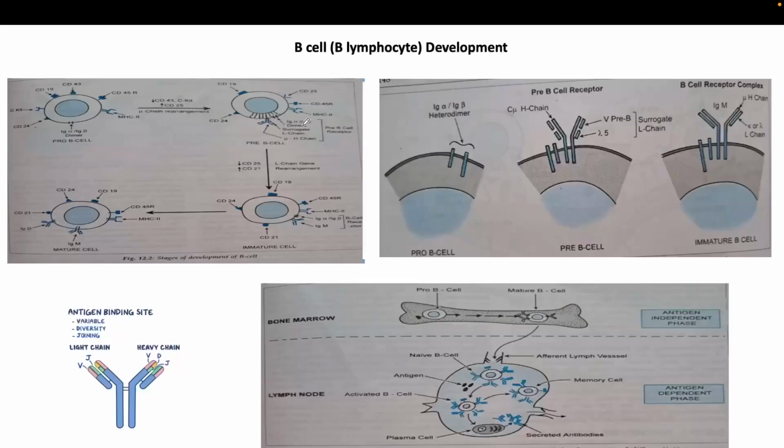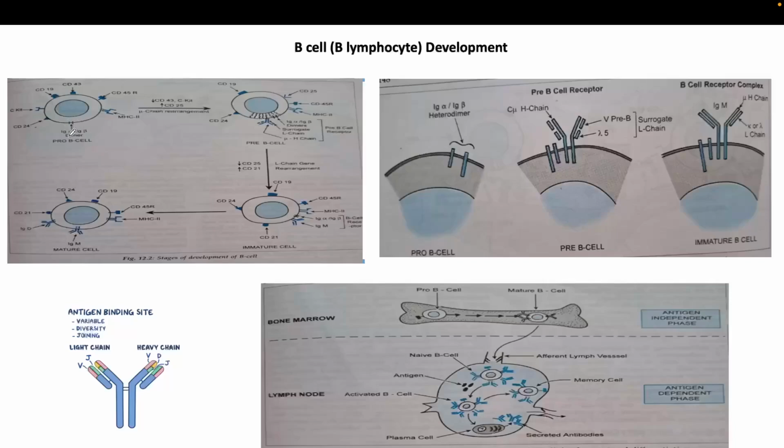So this is the detail of how B cell development happens. This is the pro B cell. From the lymphatic progenitor cell, the pro B cell will be synthesized. And in the pro B cell, the immunoglobulin alpha beta heterodimer will form first, so it will further give you the heavy chain.